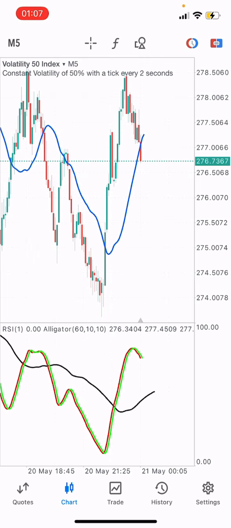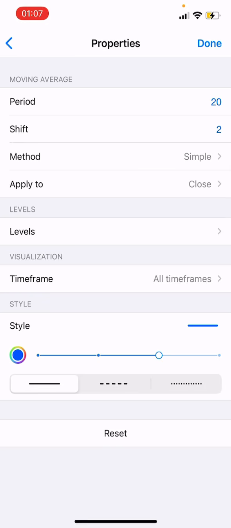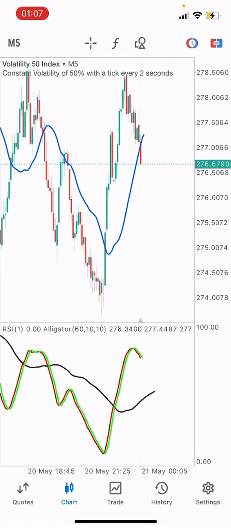So this strategy, guys, let me show you the settings for the strategy. You click on your F icon, and then what you have on the first indicator is the moving average on your main chart. So we have period 20, shift 2. Pay attention to the shift. We normally use shift 0, but this is not shift 0 anymore. This strategy uses shift 2. So period 20, shift 2. Method is simple, apply to is close. Then you choose any color of your choice, then you click on done. So you should have something like this on your main chart, which is the blue moving average.